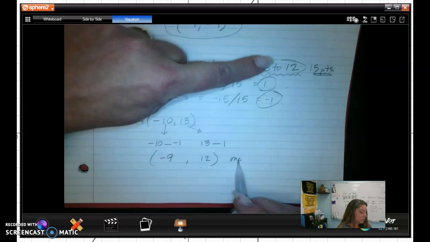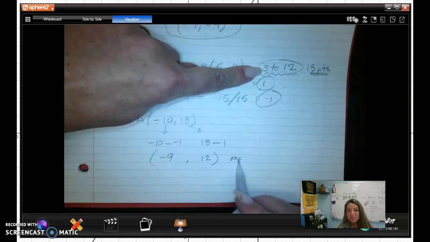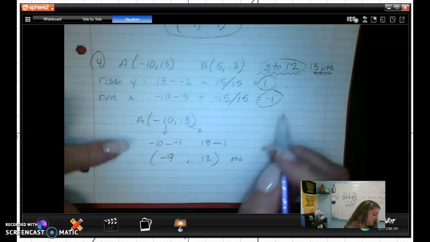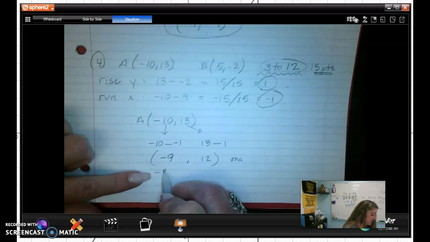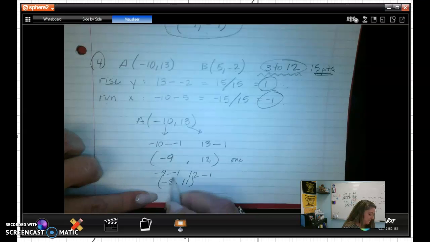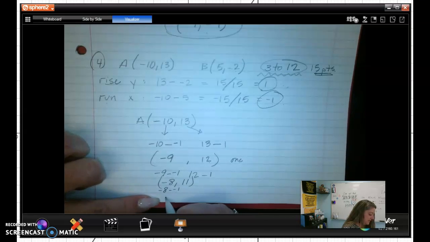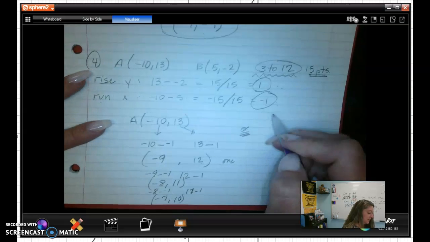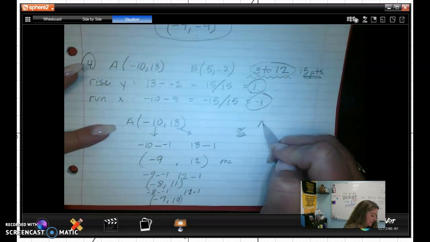The problem is that this is only one partition away. This is only one step. So I'm going to need to do this twice more. Or I can instead, so I can do it again, right? So negative 9 minus negative 1 is negative 8. 12 minus 1 is 11. Do it again. And I'm at negative 7, I'm sorry, and 10, okay? Or I can take care of all three at the same time.